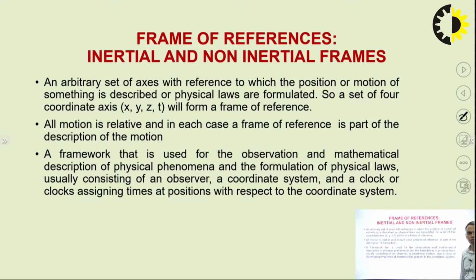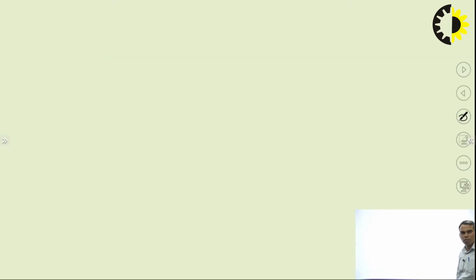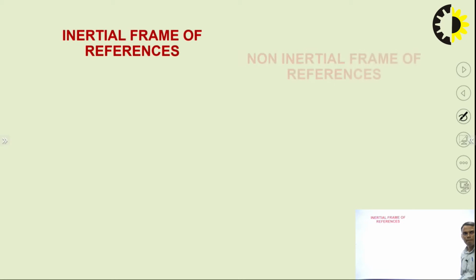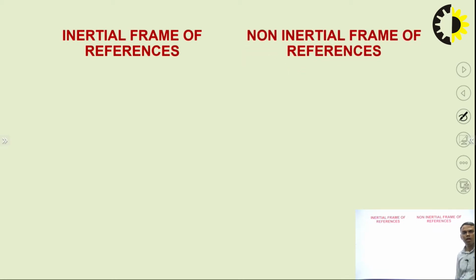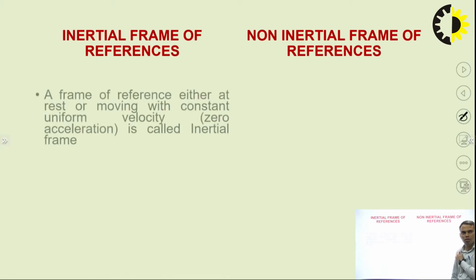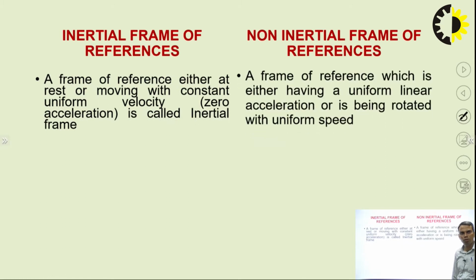It is the framework that is used for the observation and mathematical description of physical phenomena and the formulation of physical laws, usually consisting of an observer, a coordinate system, and a clock assigning times at positions with respect to the coordinate system. So, this is of two types: one is the inertial frame of reference and the other is the non-inertial frame of reference. Here are some important points about these.